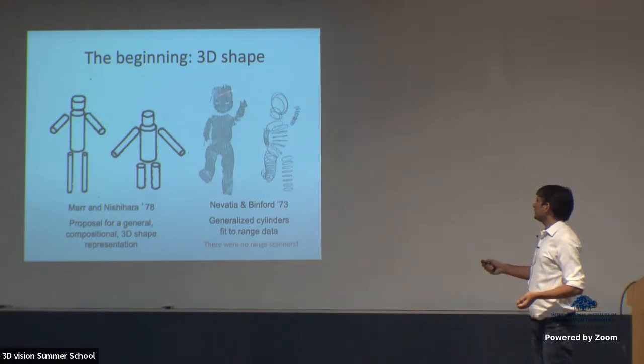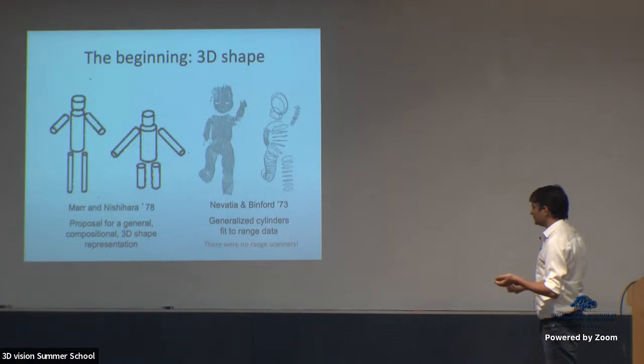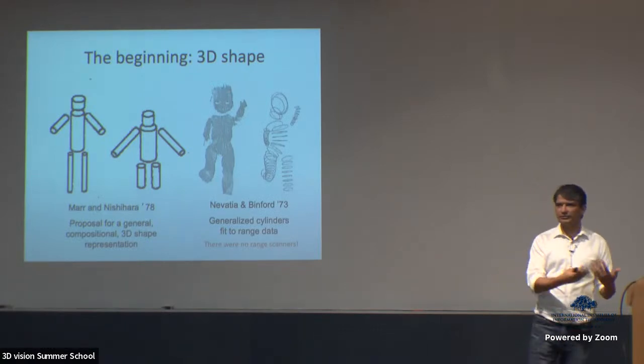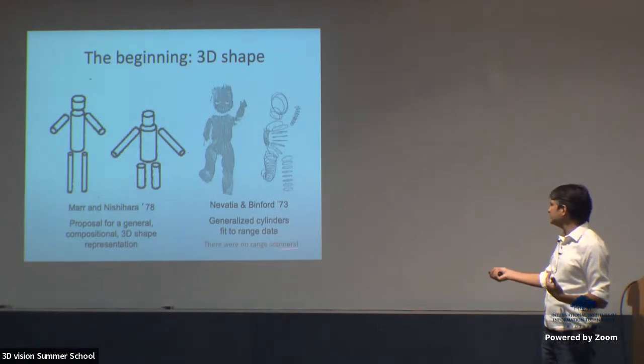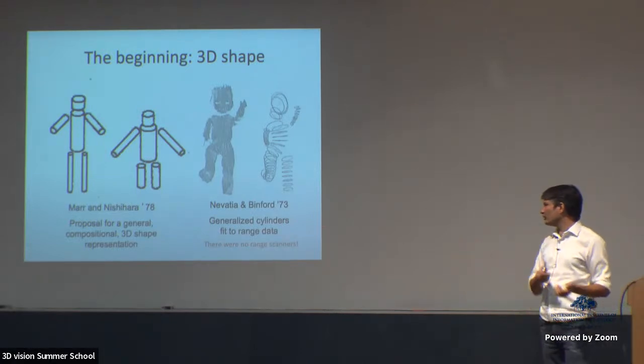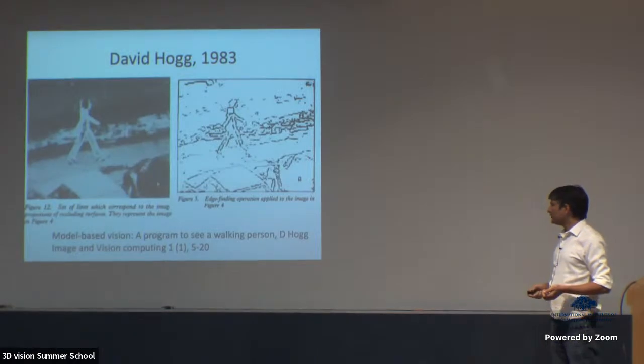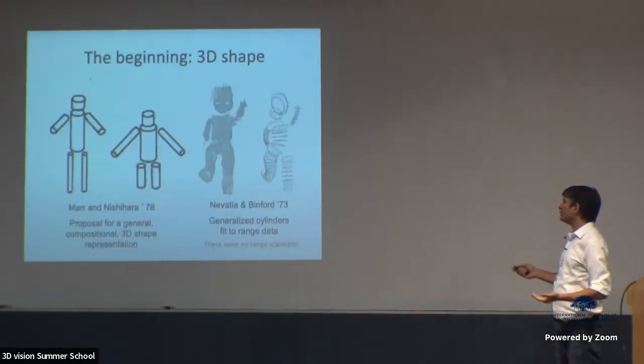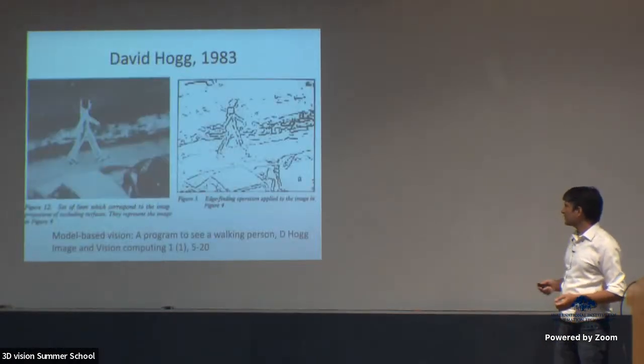Here he had generalized cylinders, and he then tried to fit them to range data. But again, like I said, there were no convolutions, and he had no range scanners. So he had to kind of build a range scanner to fit his model to range data. So, I mean, it was kind of difficult to maybe do a PhD back in the 70s.